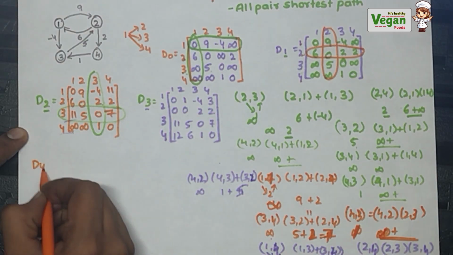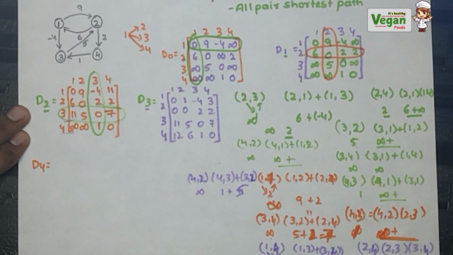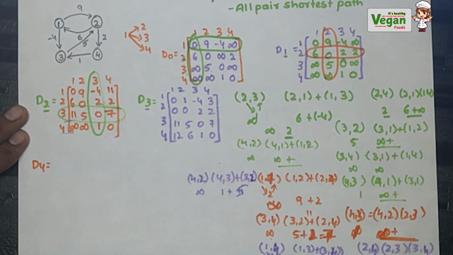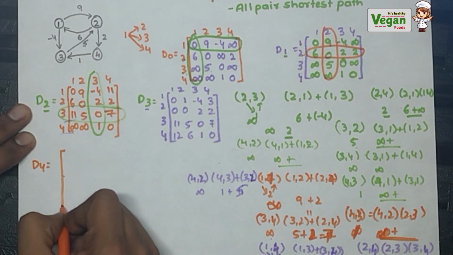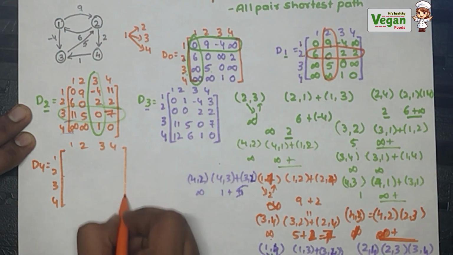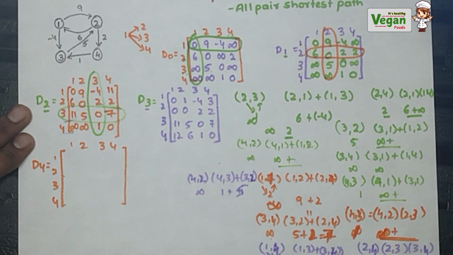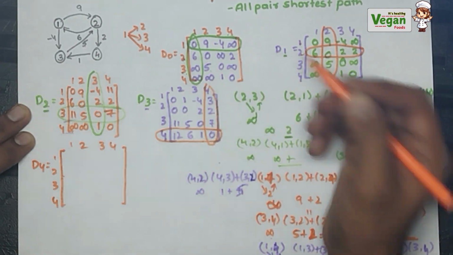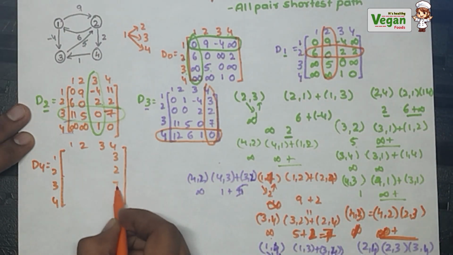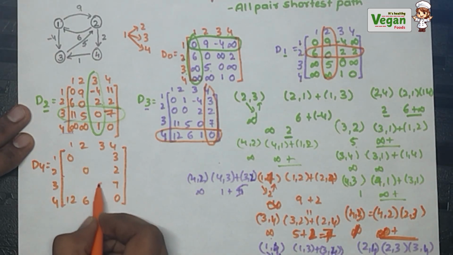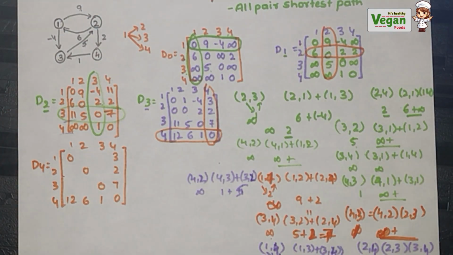So the final matrix is D4. Our goal is to find the all pair shortest path and to remove all the infinity, that is the unknown values. So 1, 2, 3, 4. 1, 2, 3, 4. Here I will be taking the fourth column and the fourth row as common. Just write 3, 2, 7, 0, 12, 6, 1, 0. And since my vertices are not having self loops, the diagonal elements will be equal to 0.